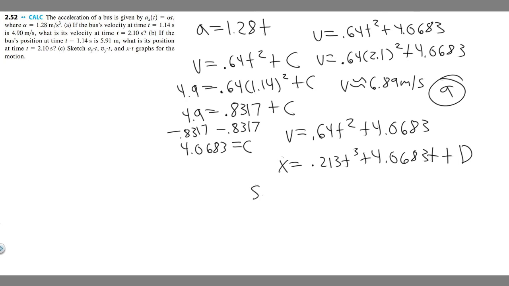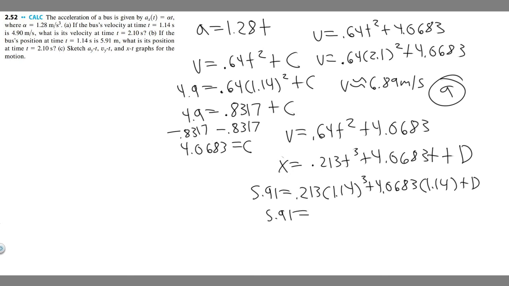So let's do that. So 5.91 equals 0.213 times 1.14 cubed plus 4.0683 times 1.14 plus d. So 5.91 equals, if you go ahead and do this right here, this whole part, you'll get 4.953 plus d. And then if we minus this from both sides, 5.91 minus 4.953, d is going to be equal to, right? Because d's just left. It's going to be 0.947. So that's going to be that.